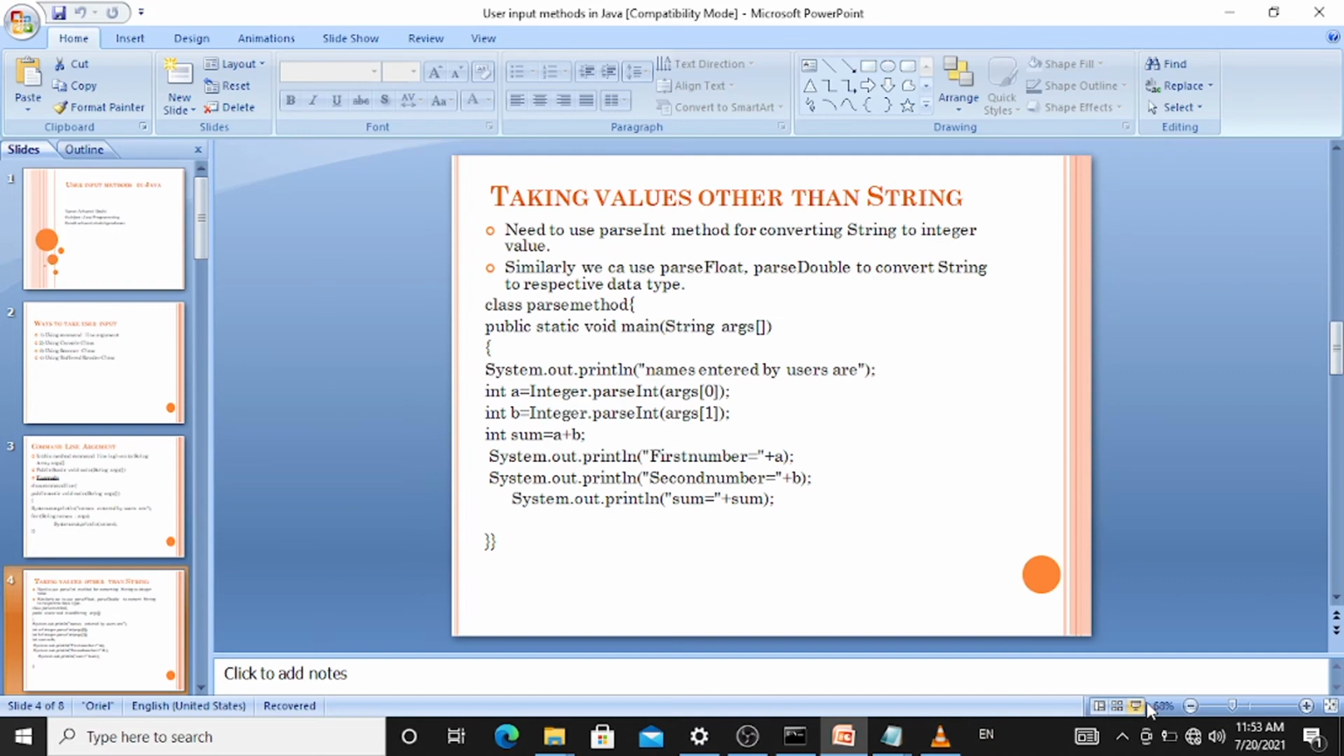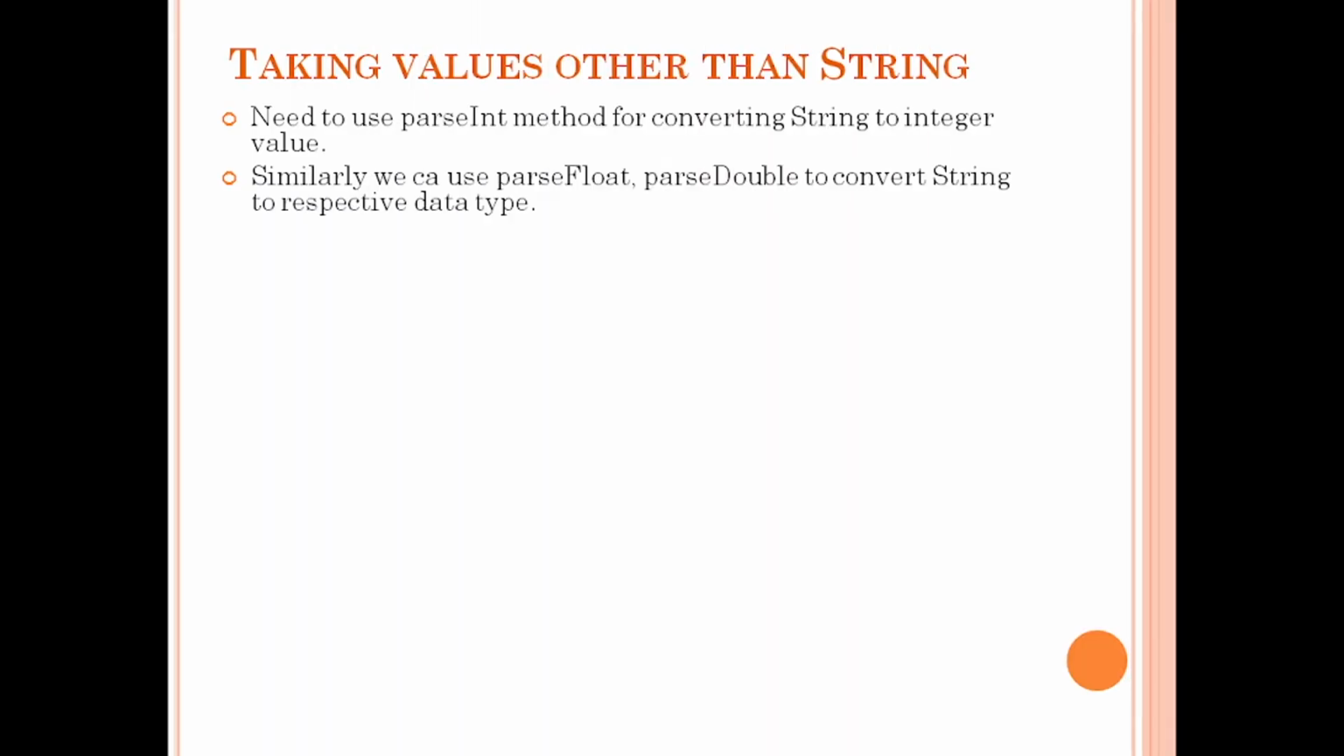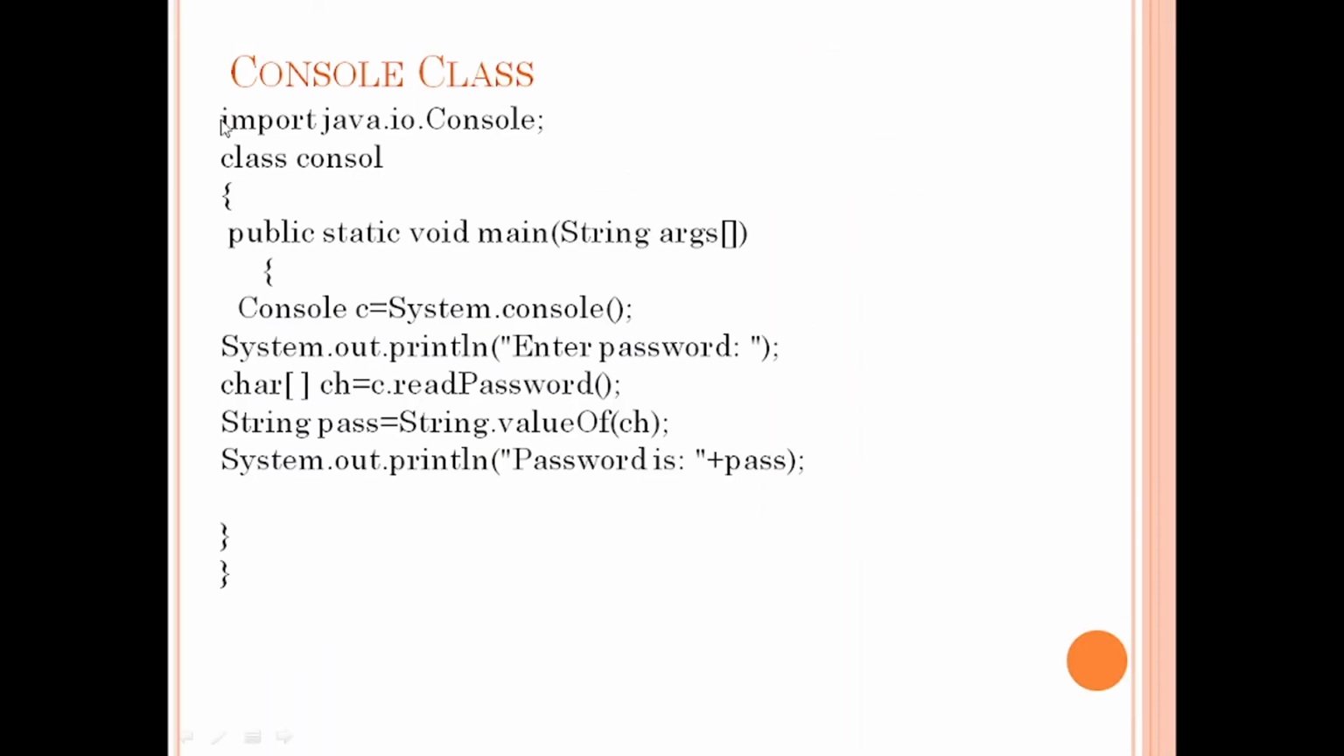Now let's see second example, that is using Console class. For the Console class, we need to import the java.io.Console package, and then using the Console class, we need to create the object of that class. c is the object of Console class. So Console c equals System.console().